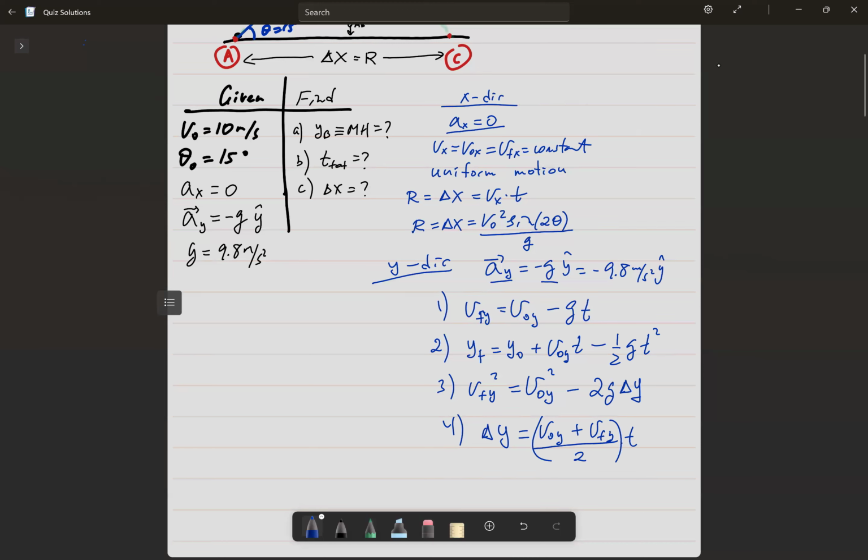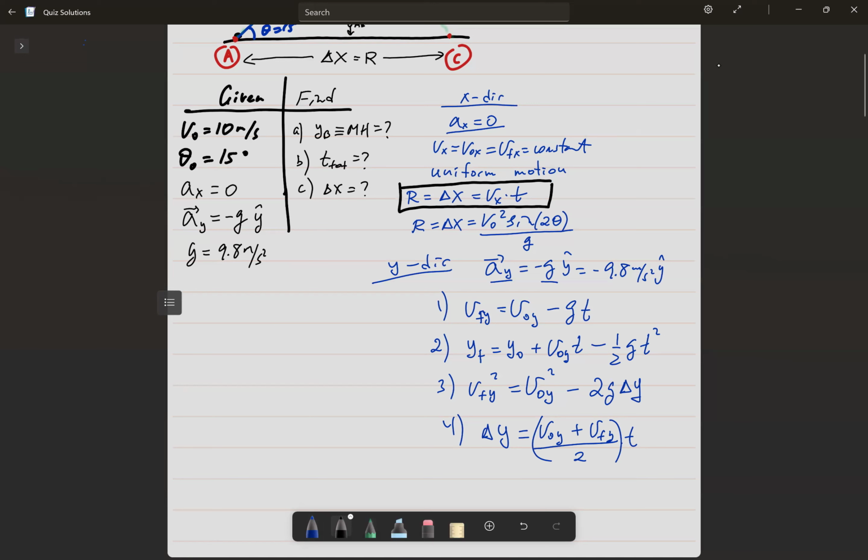All right, so we have these four equations that we can use in the y direction. And technically two equations, right, we can then use for the x direction. Generally just one equation, the other one is pretty much a different version of that equation.